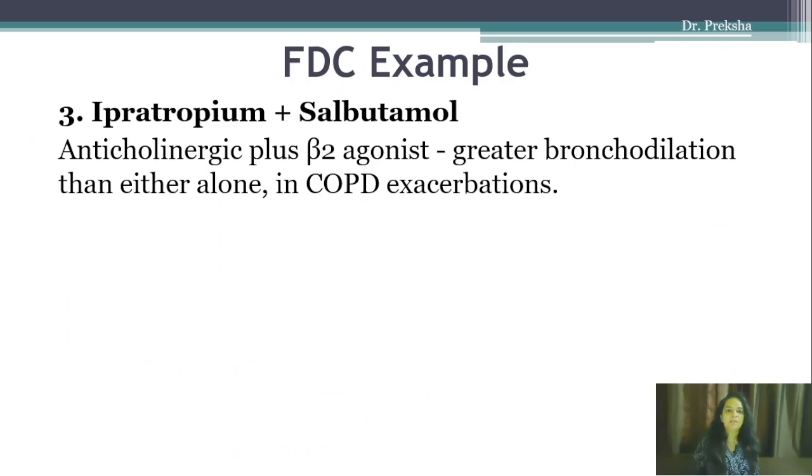Now another is ipratropium plus salbutamol. Ipratropium is an anticholinergic agent. Salbutamol is a short-acting beta-2 agonist. These two drugs are given in the treatment of COPD and this provides greater bronchodilation than either of these drugs alone. This combination is preferred in COPD exacerbation situations. So this makes this combination a rational FDC.